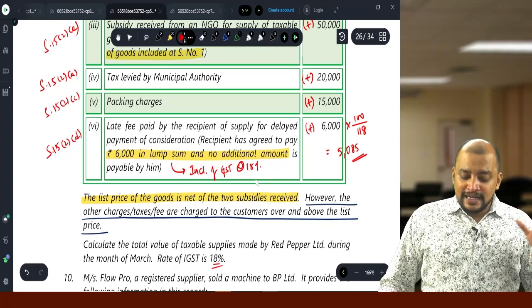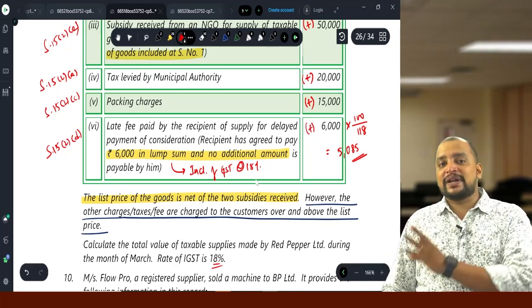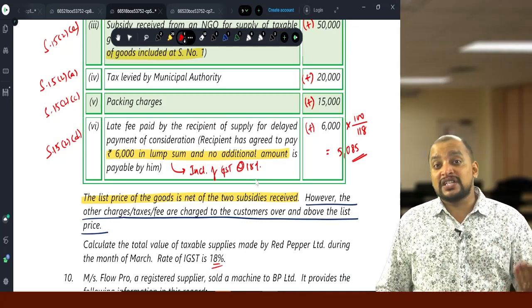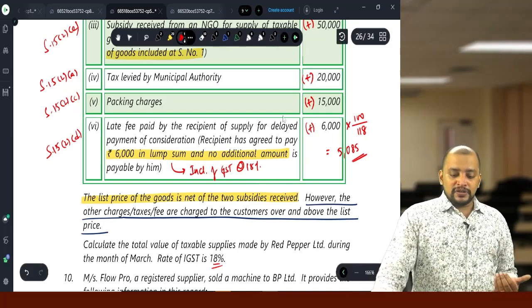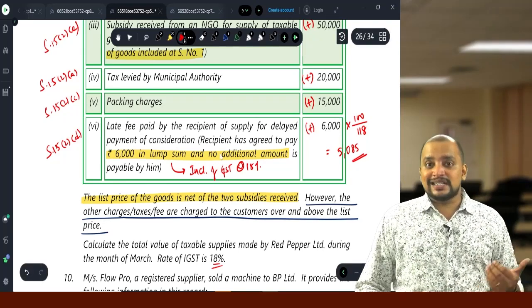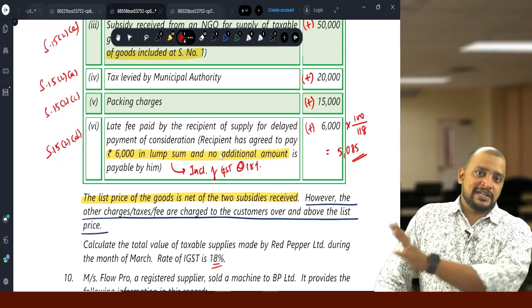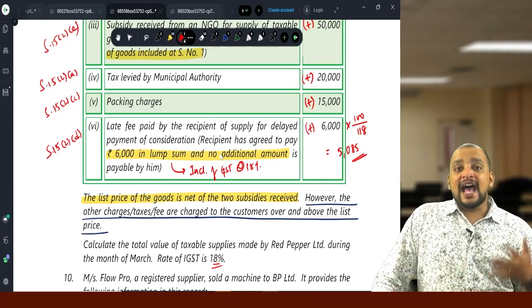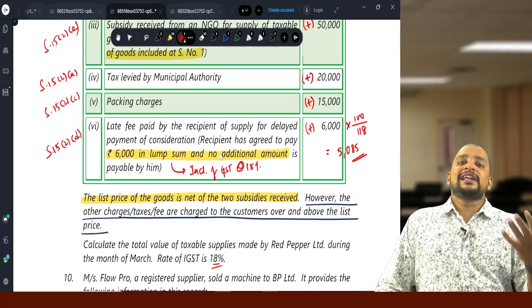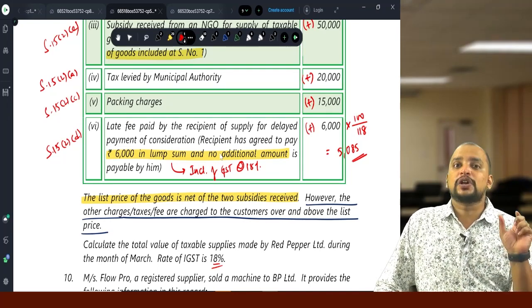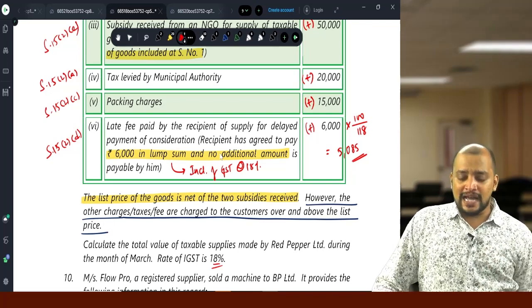And generally interest to be treated separately if we know the date on which interest is received. Suppose if we know the date on which this interest is received, we need to give a debit note for that, so that should be shown separately through debit note. As there is no information related to the date on which it is received and they are asking us to compute the value, we will regularly add this.